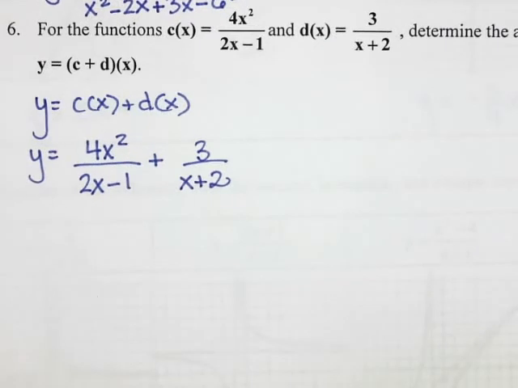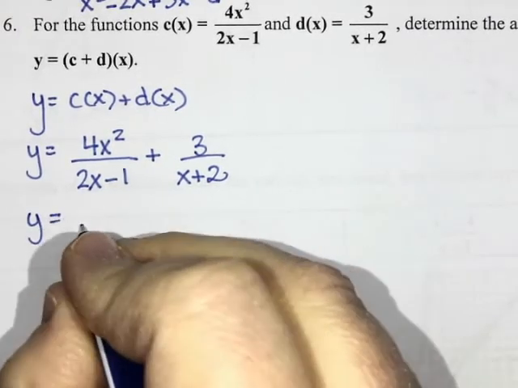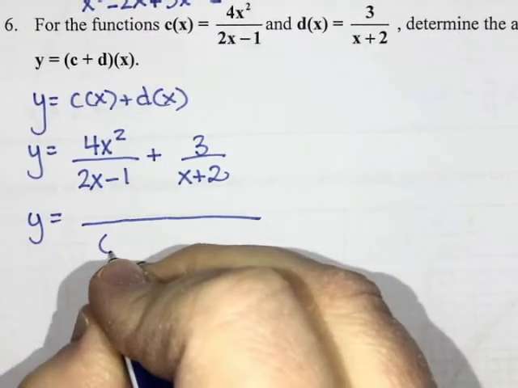Now, when you are adding two fractions together, they need to have a common denominator. Unfortunately, these do not have a common denominator. The easiest way to get a common denominator is to multiply your two denominators together.